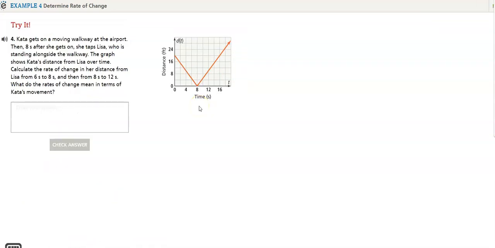Now try it yourself. Can you figure out the rate of change from 6 seconds to 8 seconds of the cyclist?